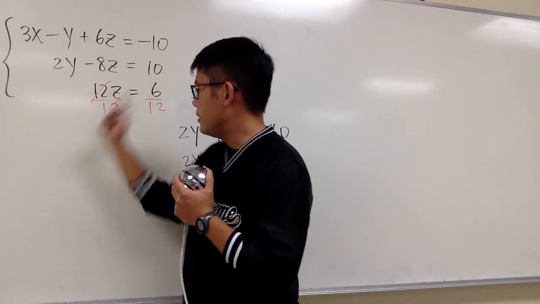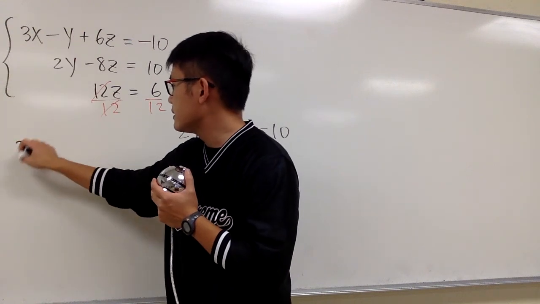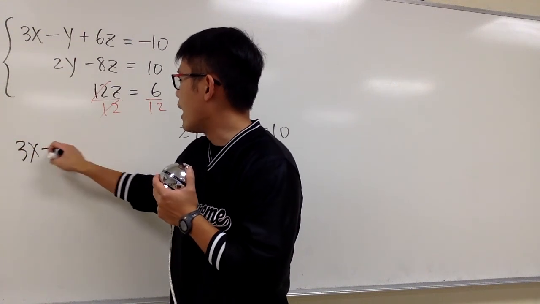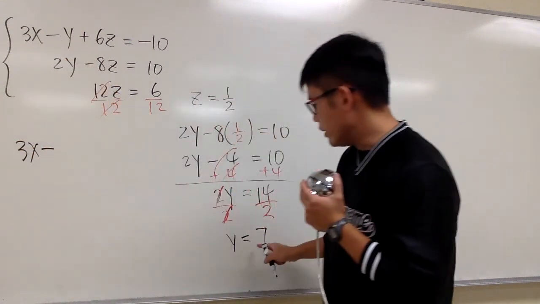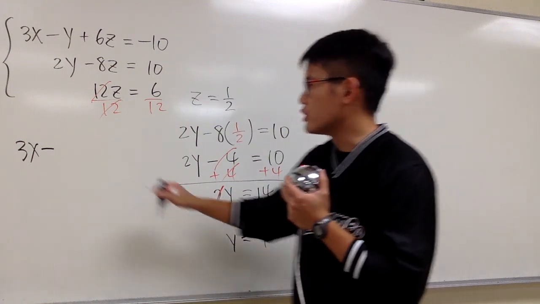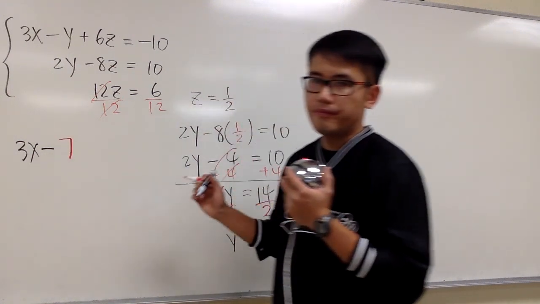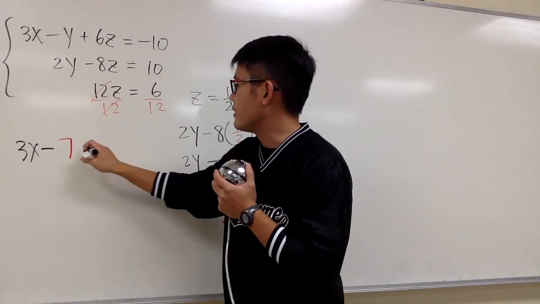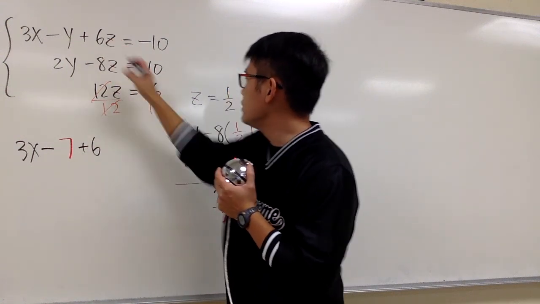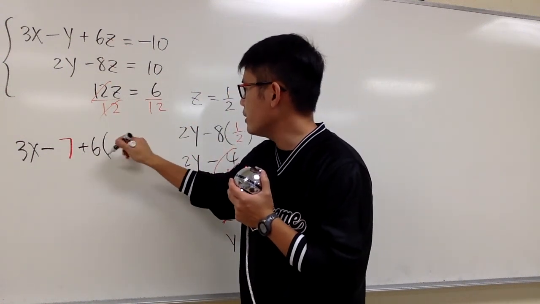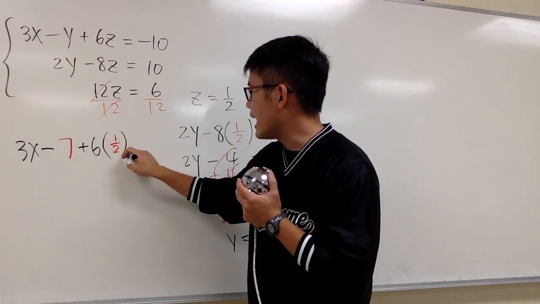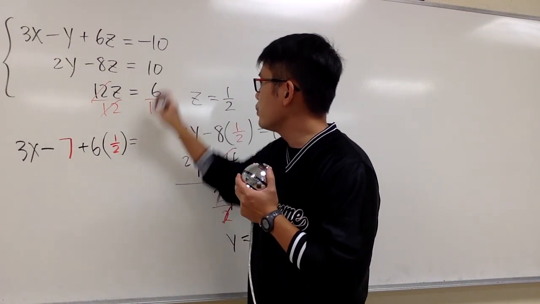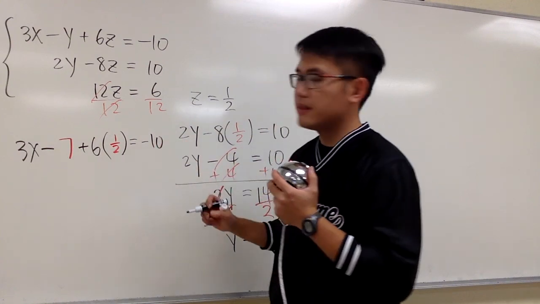Let me do that right here. Let me write down 3x minus y. But for the y, we know it's 7. So I'll just put down 7 right here. And we have the plus 6. And the z right here is 1/2. So let me put down a parentheses and then the 1/2 inside. And this will equal to negative 10.